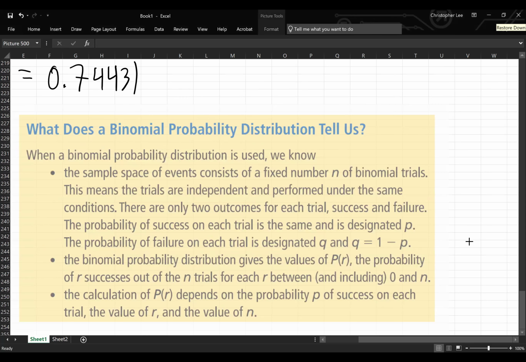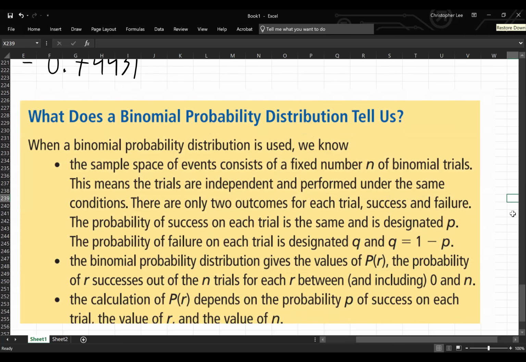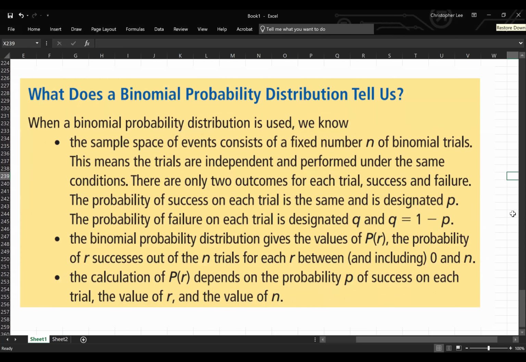So what does a binomial probability distribution tell us? When a binomial probability distribution is used, we know the sample space of events consists of a fixed number n of binomial trials. This means the trials are independent and performed under the same conditions. There are only two outcomes for each trial, success and failure. The probability of success on each trial is the same and is designated P. The probability of failure on each trial is designated as Q, and Q is equal to 1 minus P, right? That's the complement of success.